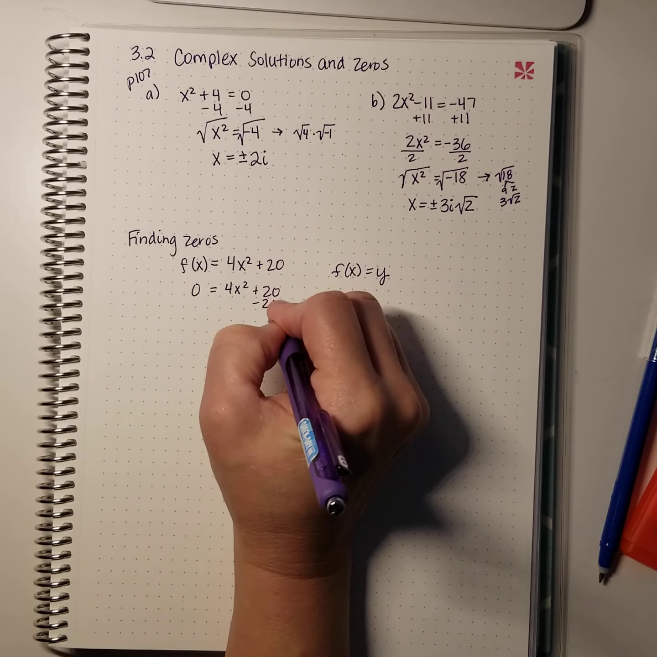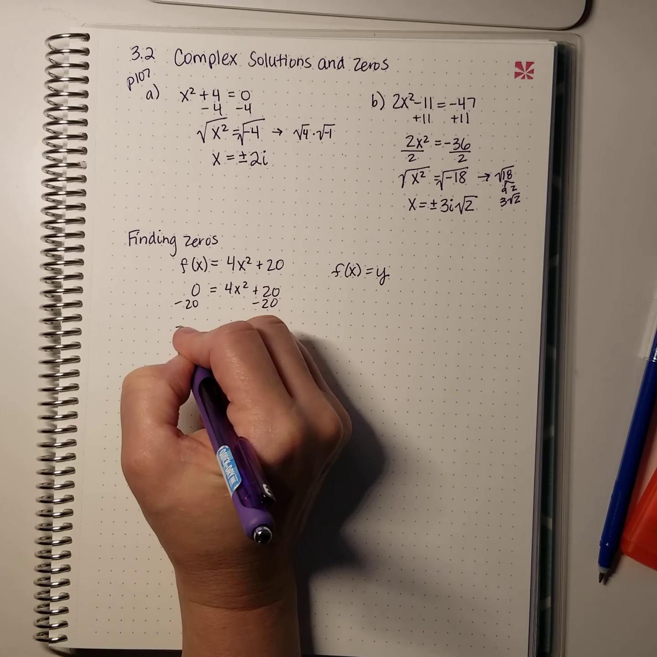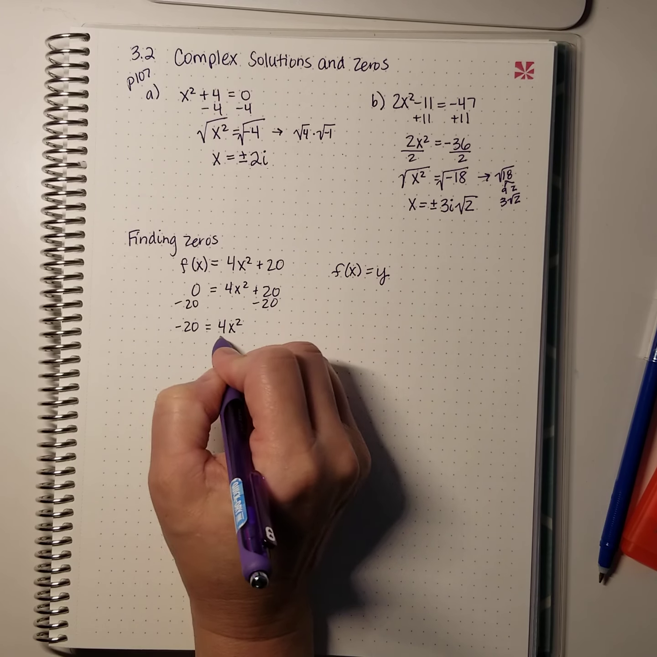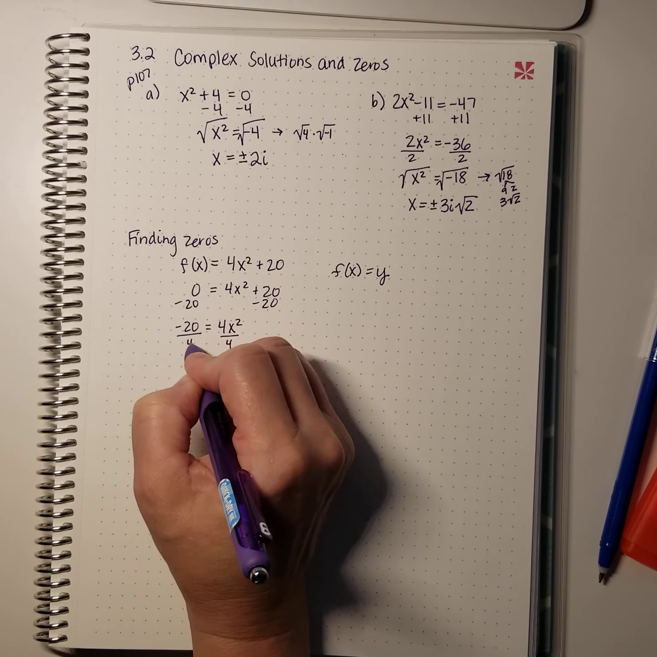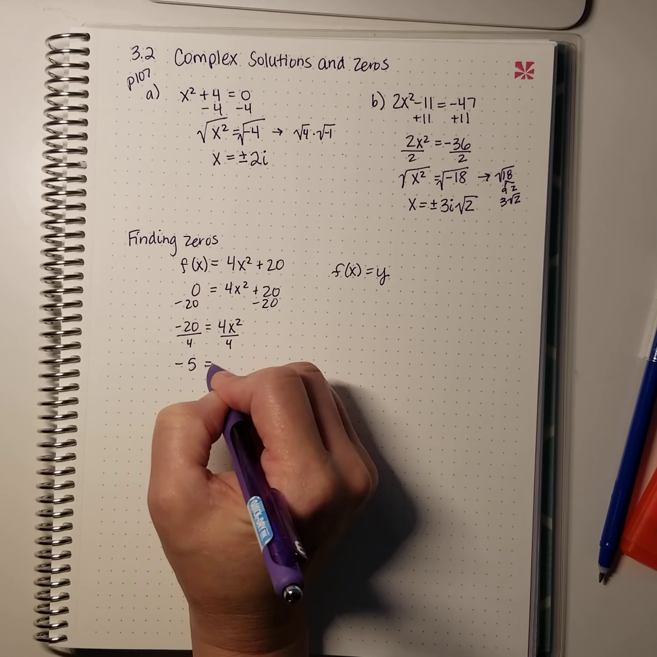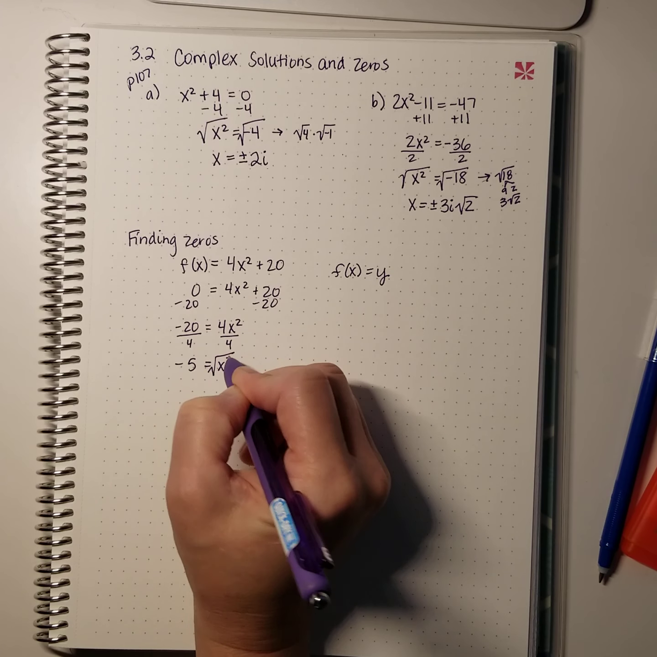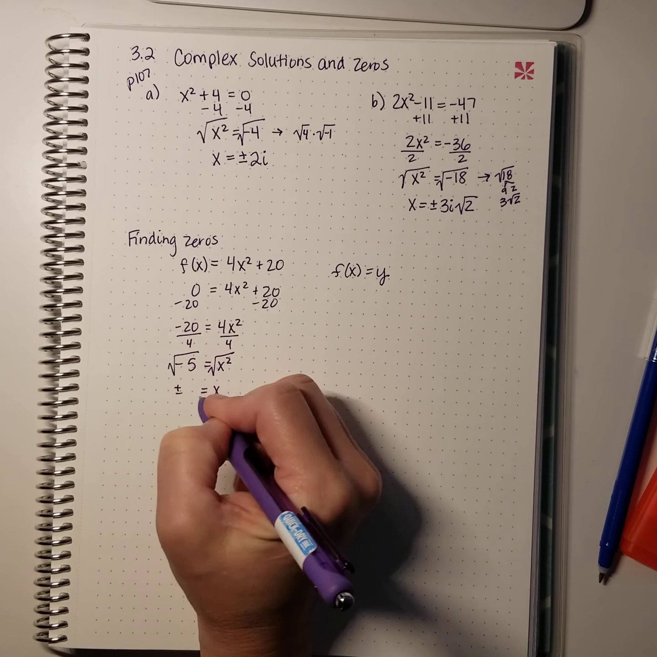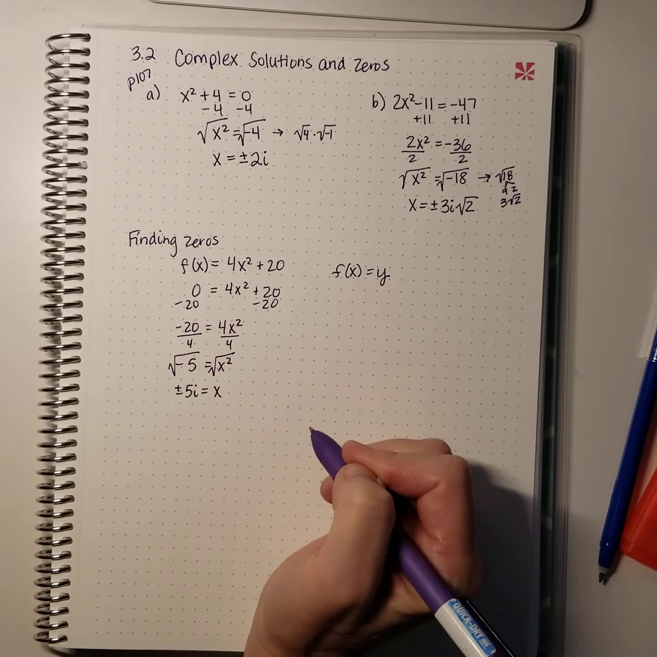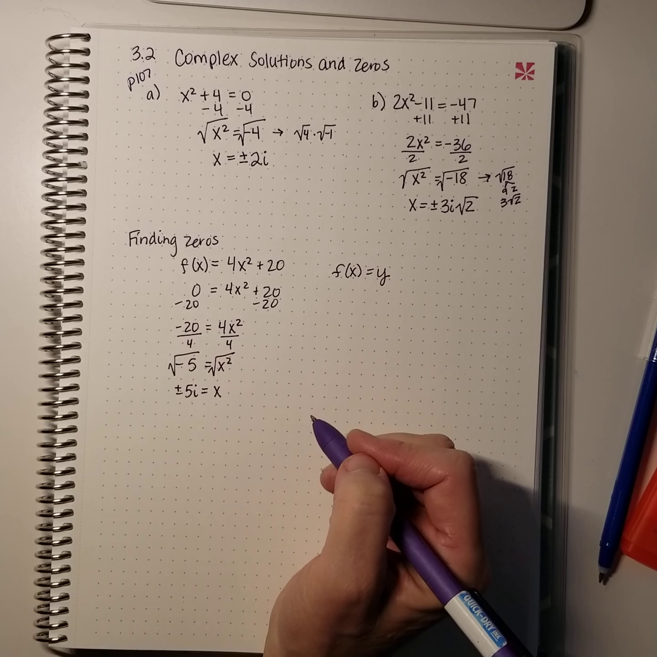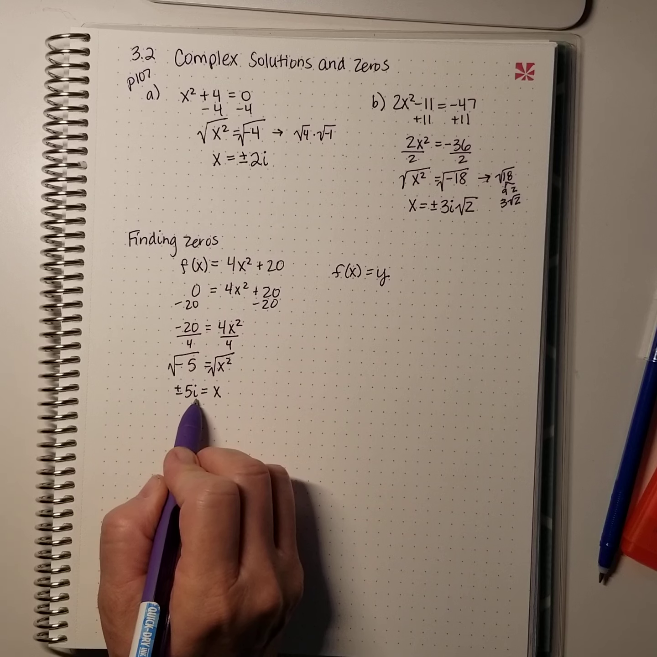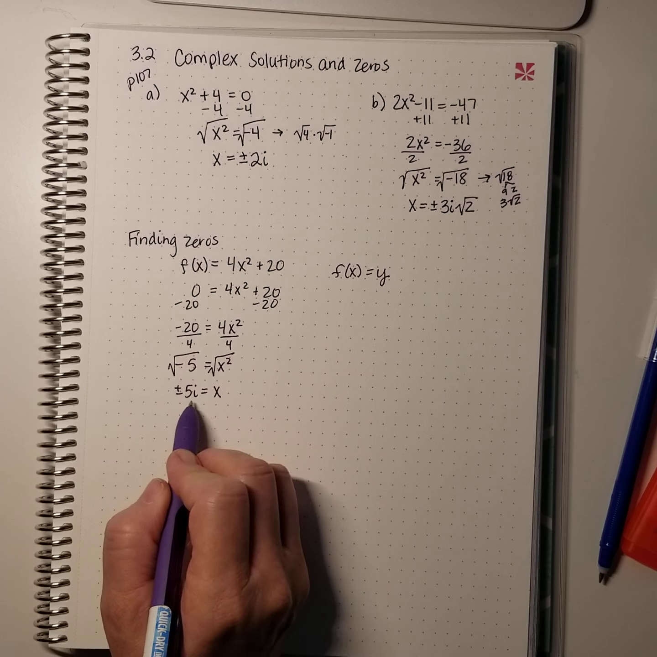We'll subtract 20 from both sides. And so there's our negative number, opposite of our square. Divide by 4, so we get negative 5 equals x squared. Take the square root of both sides, and we get x equals plus or minus 5i. Okay. So the zeros are positive 5i and negative 5i. And then you can do a check.